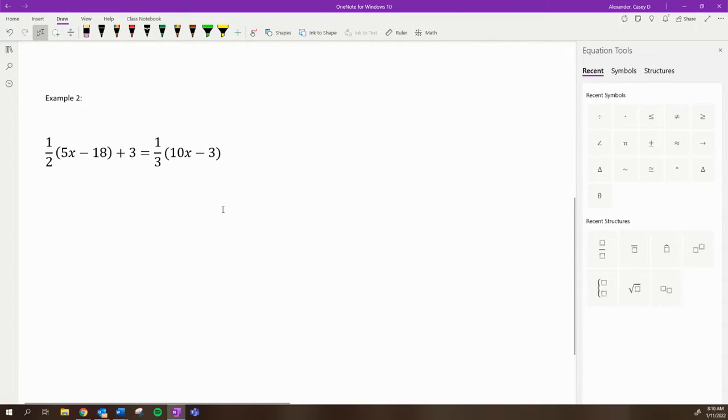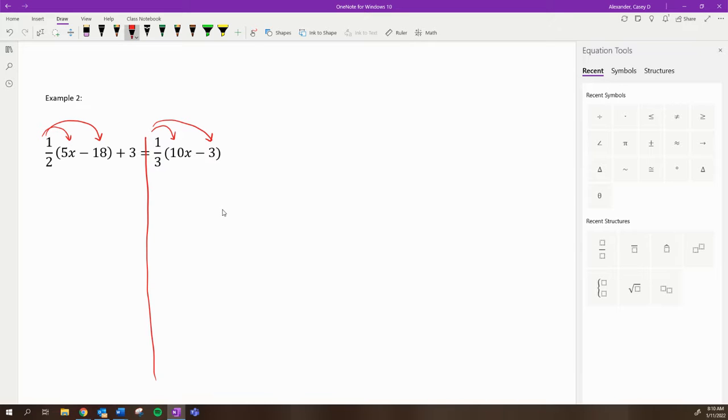And I made this one a little bit more challenging. So there's fractions on both sides. There's variables on both sides. And we do have to follow a lot of the same steps. So the first thing that we should do here in example 2, you can pause the video if you need to copy it down. But then we're going to do the distributive property, but we need to do so on both sides.